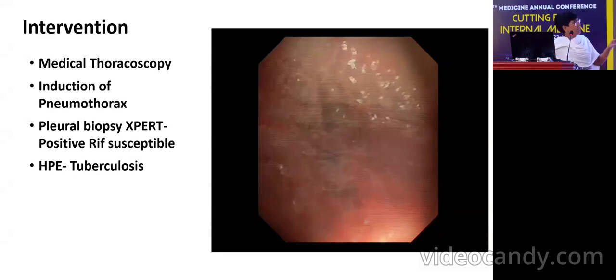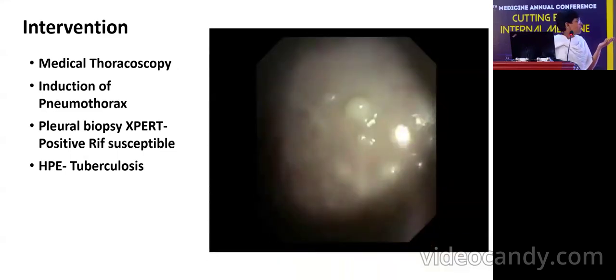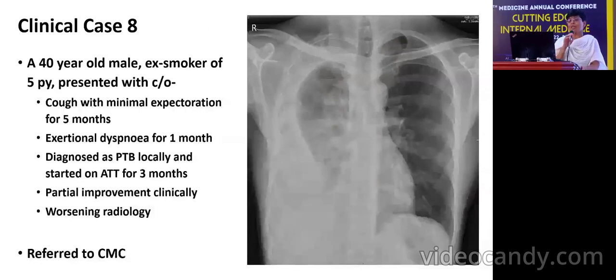So this patient, we did the thoracoscopy, and to our surprise, these were the pictures we saw, which were not seen on the CT scan at all. So these were biopsied, and it came as tuberculosis. So treatment sorted.